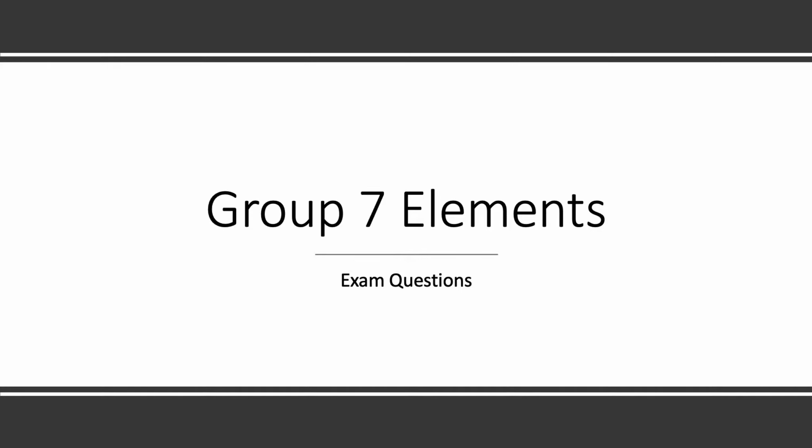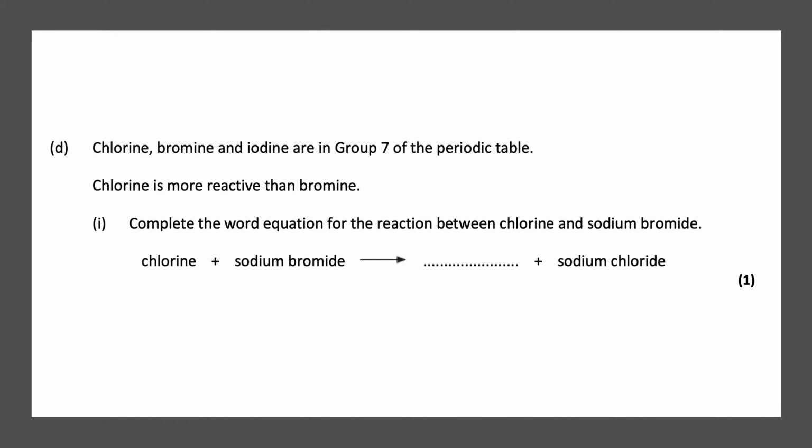Our first exam question is: chlorine, bromine and iodine are in group 7 of the periodic table. Chlorine is more reactive than bromine. Complete the word equation for the reaction between chlorine and sodium bromide. So over here we have our reactants. We have chlorine and sodium bromide, and they're reacting to produce the products.